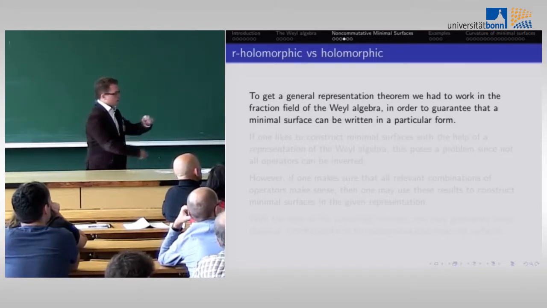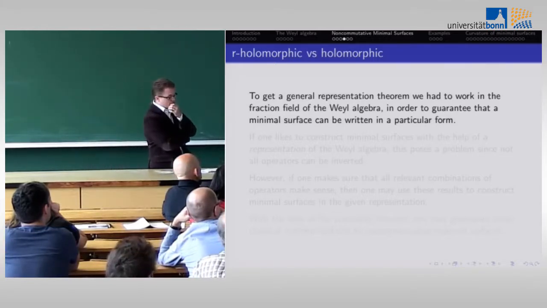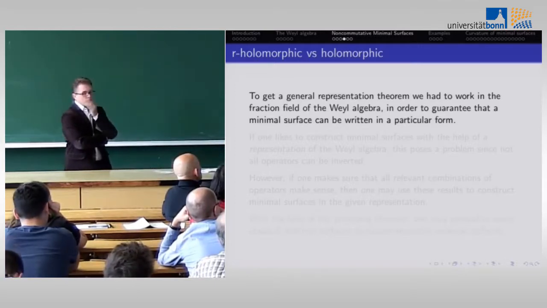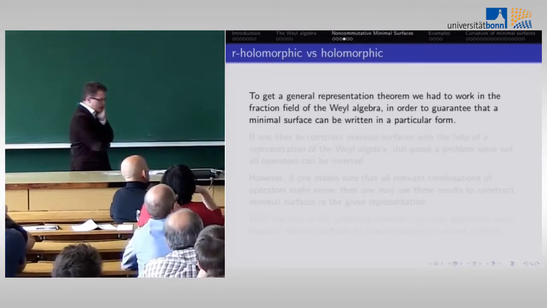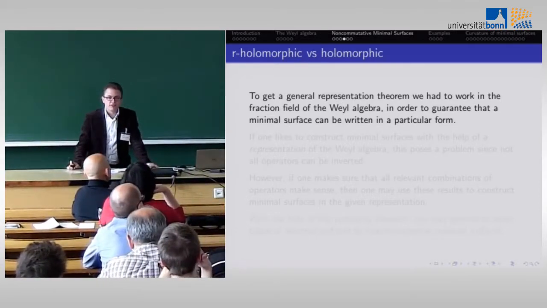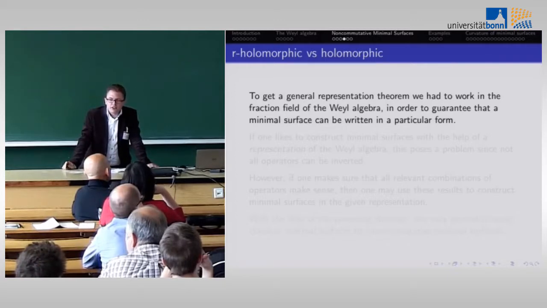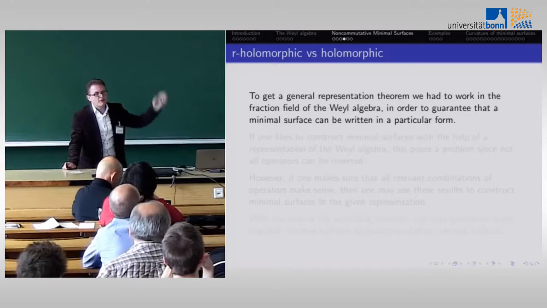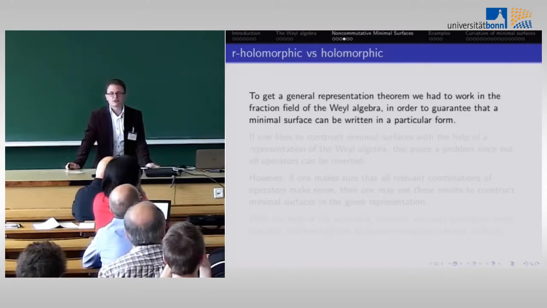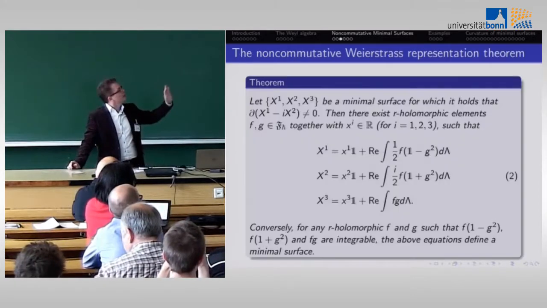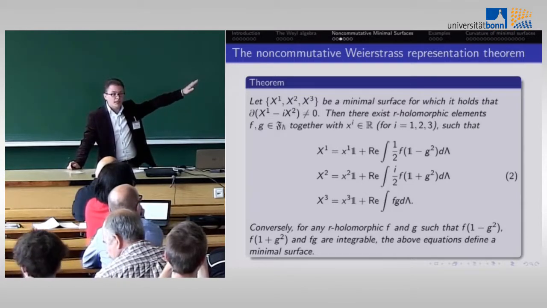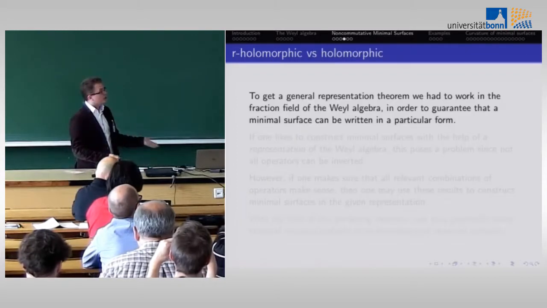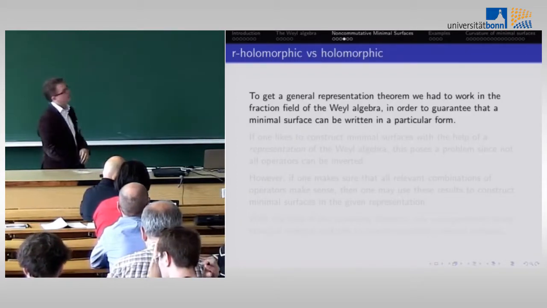Okay, so now just some remarks on this R-holomorphic and holomorphic. To get this general representation theorem, we actually worked in the fraction field of the algebra. So we were able to invert things, otherwise it may not be possible to write every minimal surface in that form. It is still true that if you choose f and g and you write this down, this will be a minimal surface, but the other way around might not be true if you have to invert things that are not invertible. Therefore, we have to work in the fraction field.